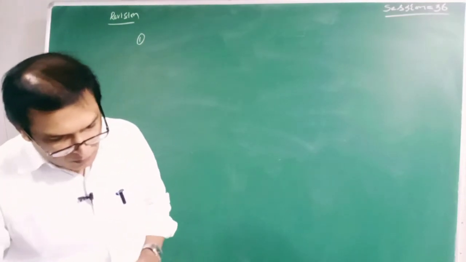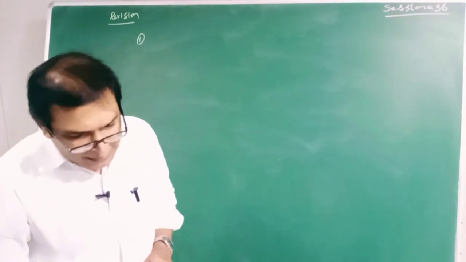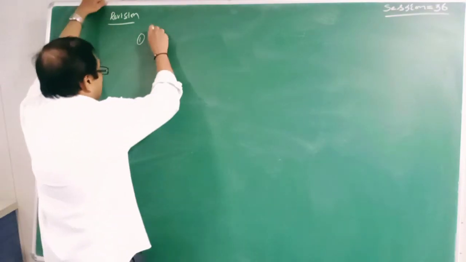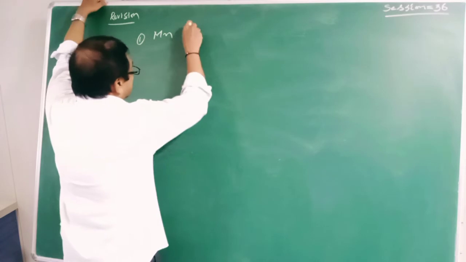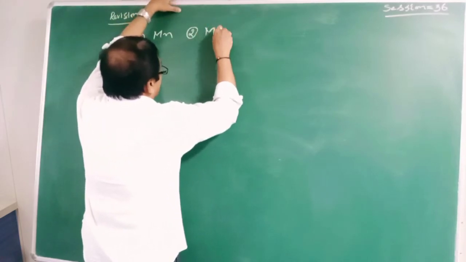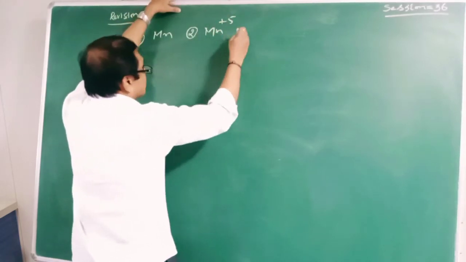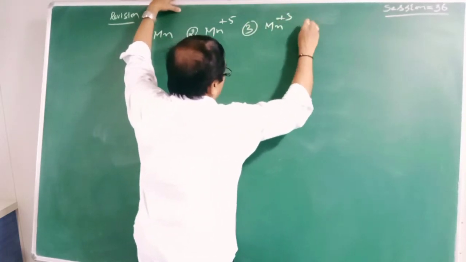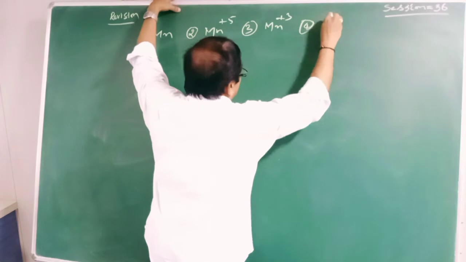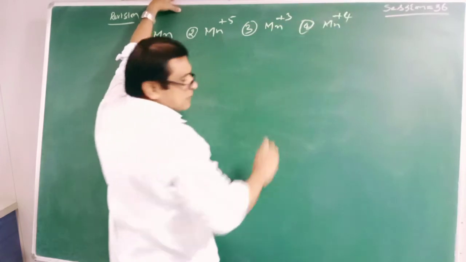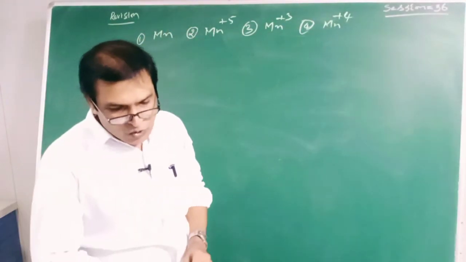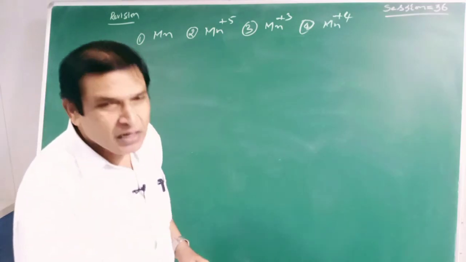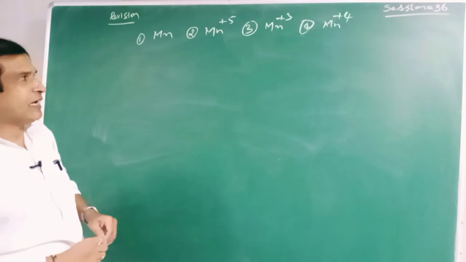What are the options we have? First, Mn. Second option, Mn plus 5. Third option, Mn plus 3. Fourth option, Mn plus 4. The question is, which has the highest number of unpaired electrons?